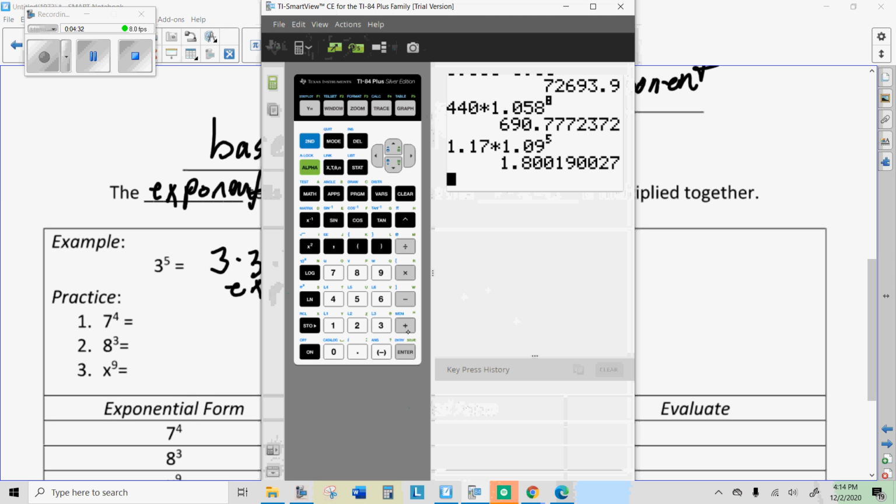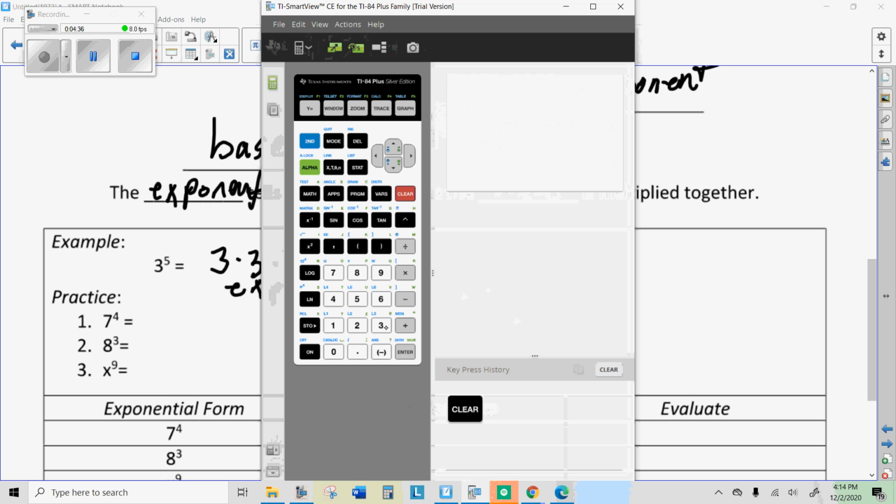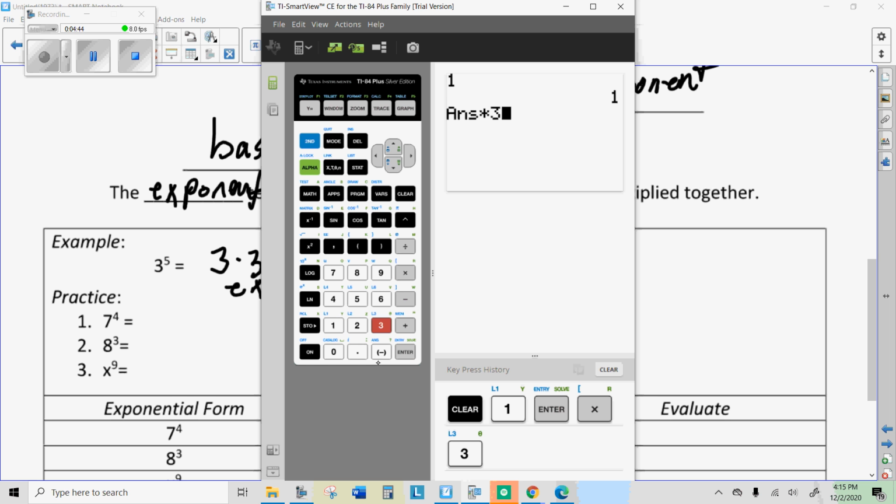So one way would be to just start multiplying by 3. I'm just going to put a 1 in. You always want to start with 1. Anything to the 0 power is 1. Press enter, and then times 3. So that's 3 to the first because I multiplied by 3 once. And then once you set it up like this, you can just keep hitting enter as many times as you need. In this case, I needed 5, so that would be 243.